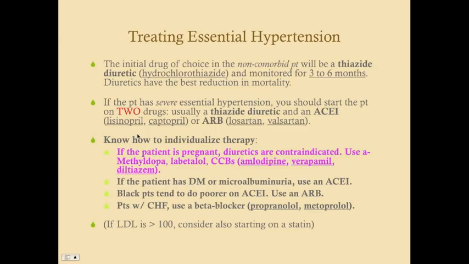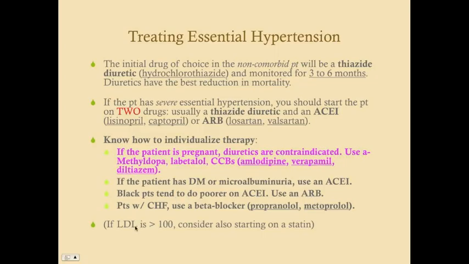If the patient has essential hypertension, which we've newly diagnosed, and they also happen to have diabetes mellitus, or on their urinalysis they have microalbuminuria, then in addition to the thiazide diuretic, the hydrochlorothiazide, we're going to give them an ACE inhibitor too, because the ACE inhibitor is going to preserve renal function. Like I mentioned earlier, black patients tend to do poorer on ACE inhibitors, so anytime you would give the patient an ACE inhibitor, if they're black, then you should lean towards the angiotensin receptor blocker.